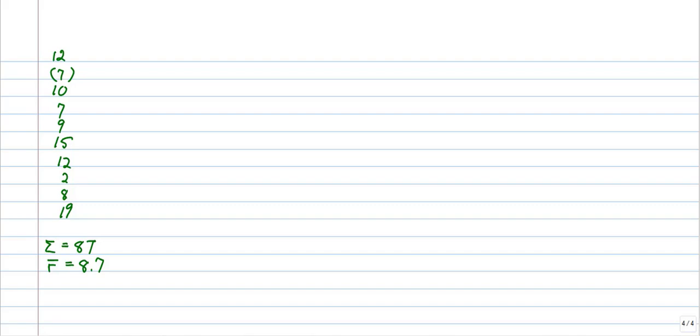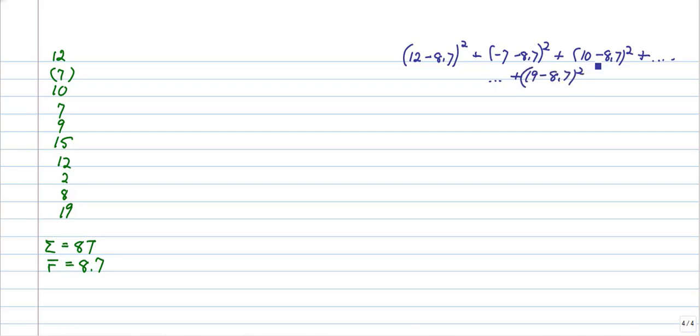But remember, our formula for standard deviation says take each one of the returns, 12. We'll start with that one. Minus the average, which is 8.7, and square it. And then take the next return, which is -7, minus the mean, 8.7, and square it. And then the next one, 10 minus 8.7 squared. We do that for each one of them. The last one would be 19 minus 8.7 squared.